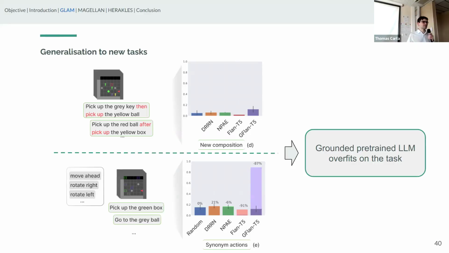So perhaps a way to mitigate that, in addition to this contrastive loss, would be to select not just one token, but for instance, selecting move ahead and go forward as synonym possibilities, having a richer action domain with several synonyms.